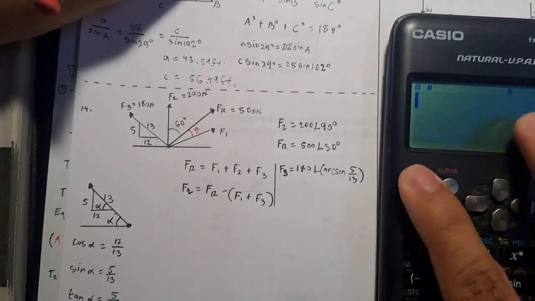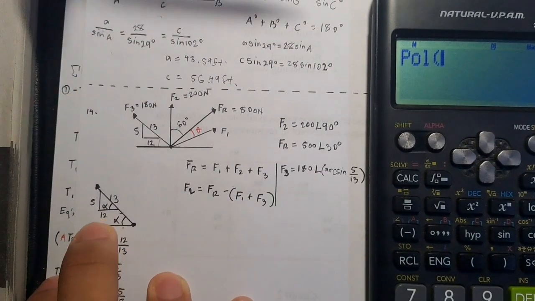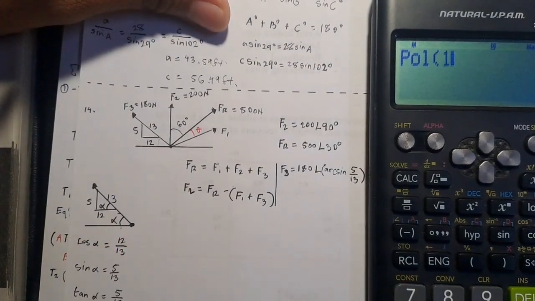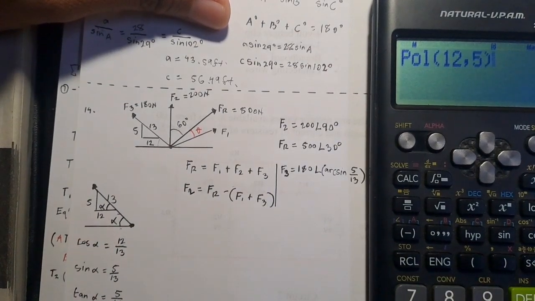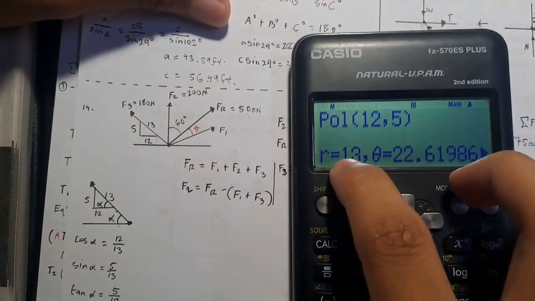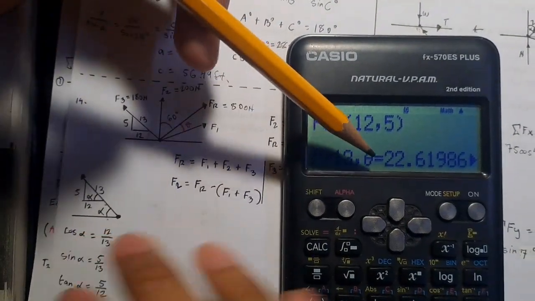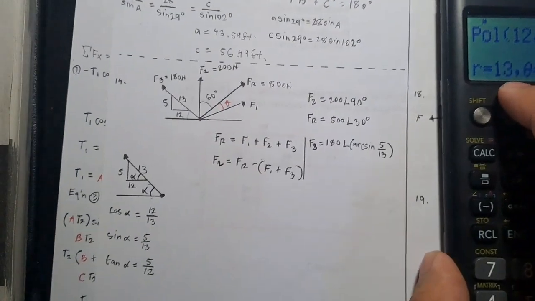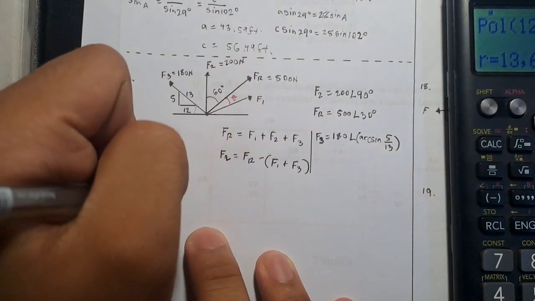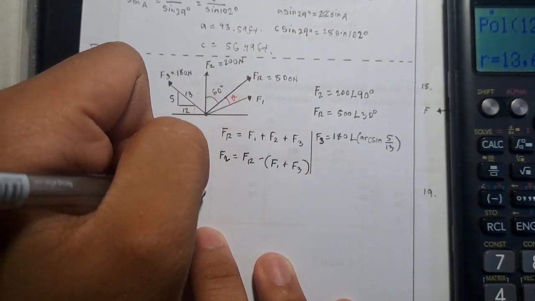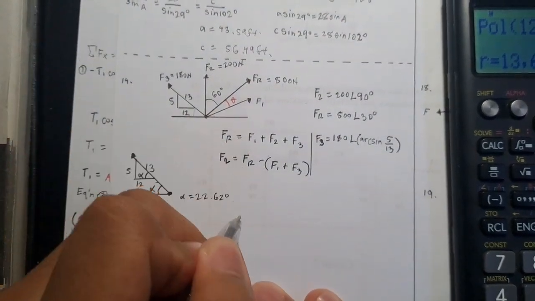So if that's the case, going back to this side, we have an x-axis of 12 and a y-axis of 5. This gives us a resultant of 13, as stated here, and our angle is 22.62. Let's note it. So 22.62.